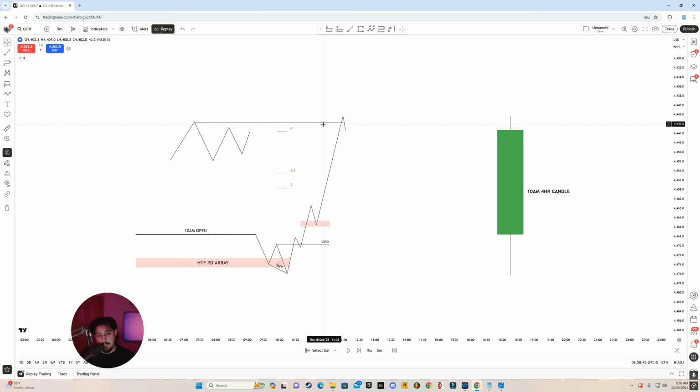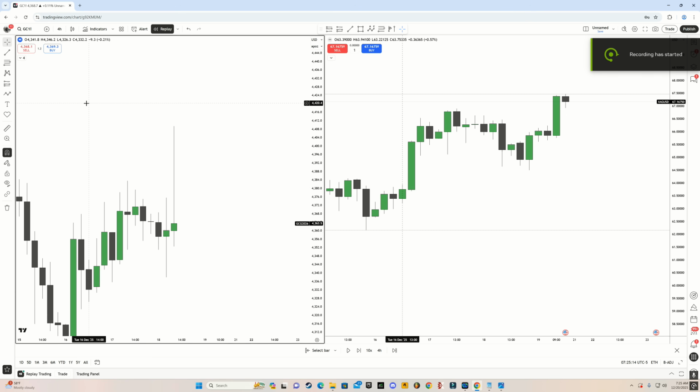Or if there's a very clear buy side liquidity, that's what we target. Now that we have understood the strategy, let me give you guys some examples. All right, guys, so here is example number 1.